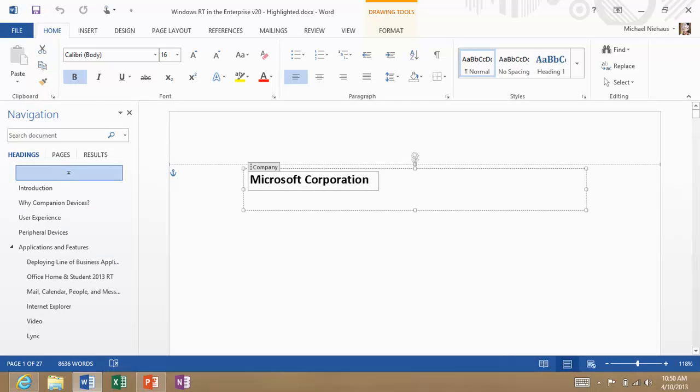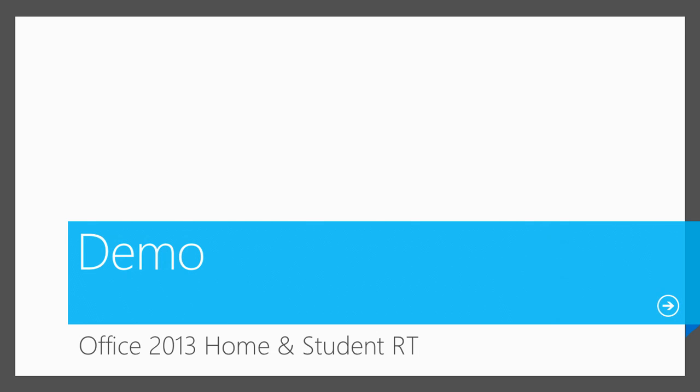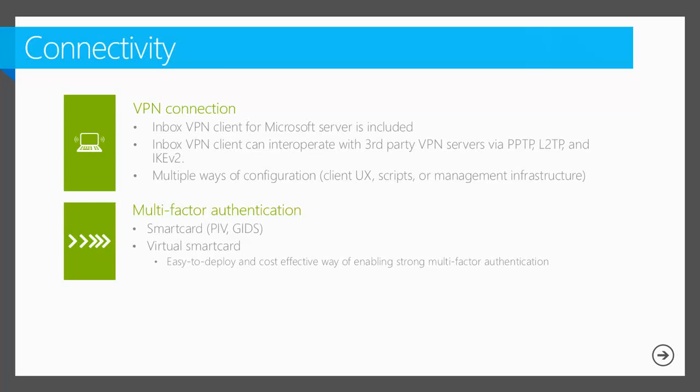Okay, let's go back to PowerPoint. Resume my slideshow. And talk a little bit more about connectivity. So I mentioned before that you can make a VPN connection from your Windows RT device into your corporate network. In order to do that, you would be using the inbox Microsoft VPN client.